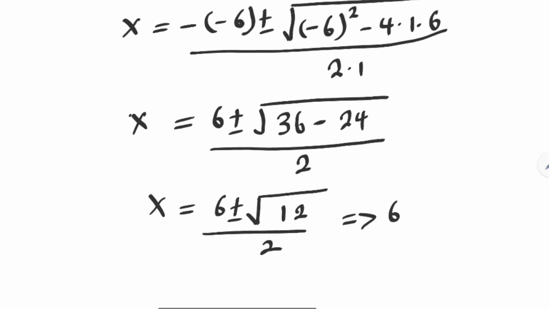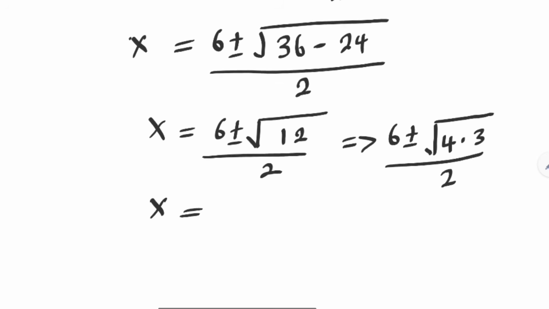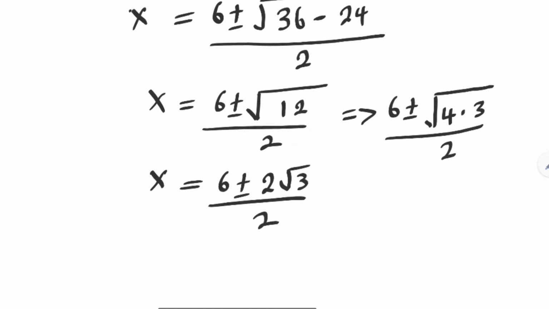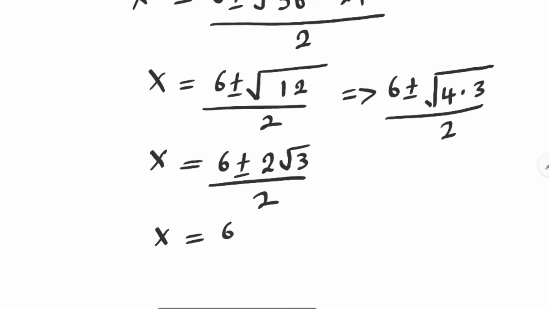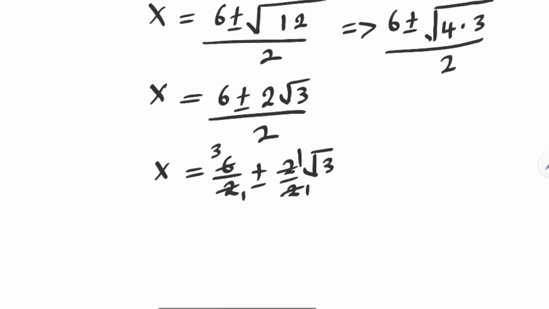This is same thing as 6 plus or minus square root of 12, which can be written as square root of 4 multiplied by 3, all over 2. x is equal to 6 plus or minus square root of 4 is 2, then root 3, all over 2. x is equal to 6 over 2 plus or minus 2 over 2 root 3. 2 here 1, 2 here 3; 2 here 1, 2 here 1. x is equal to 3 plus or minus root 3.